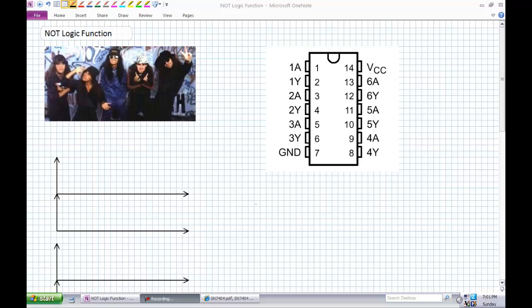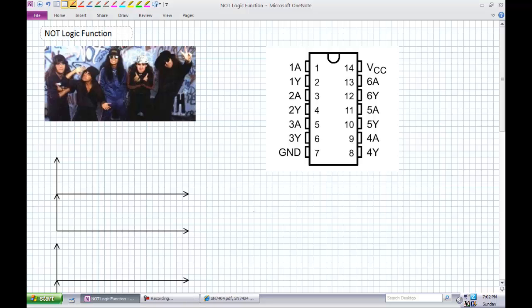If you even have the slightest clue why I've got a picture of anthrax here discussing the not logic function, award yourself 1 cool point. Okay, so we've already been introduced to the not logic function in its most basic form. We're going to go into it a little bit more in depth.